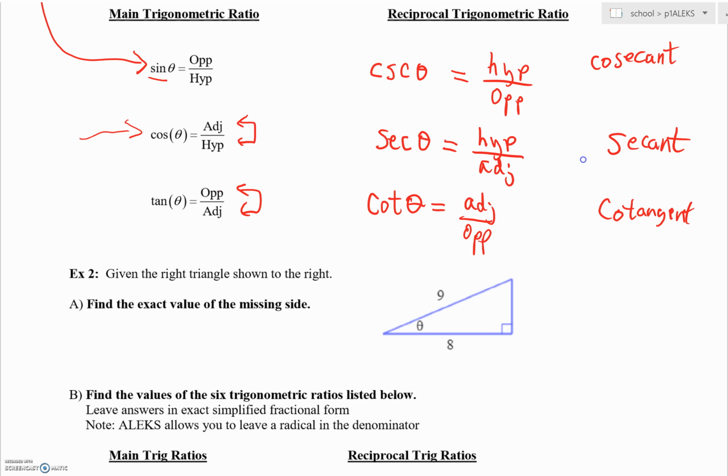Here's a little bit of review. Find the exact value of the missing side. Here's a right triangle, and we're going to use the Pythagorean theorem. We always isolate the hypotenuse. The hypotenuse is kept by itself. There's 9 squared. That would equal x squared plus 8 squared. 9 squared is 81. 8 squared is 64.